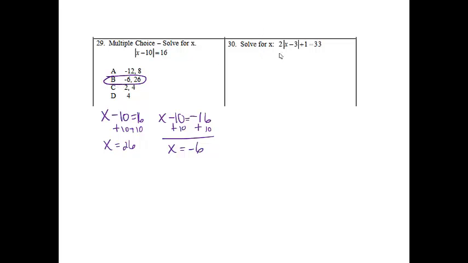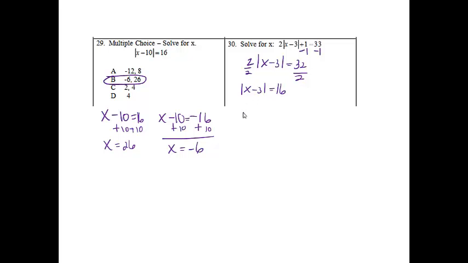Right, number 30, solve for x. We're going to, again, have two different answers, but we need to do some solving first. I'm going to start by subtracting 1 from both sides. So I'll get 2 absolute value x minus 3 equals 32. Now we'll divide both sides by 2. So I'll get absolute value x minus 3 equals 16.